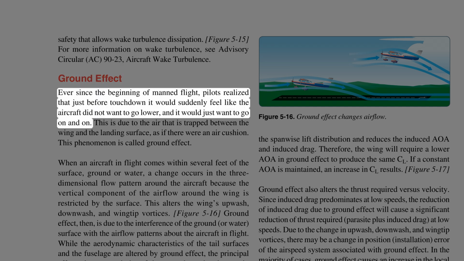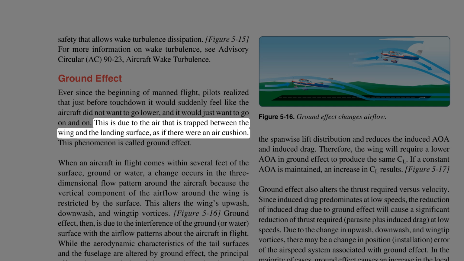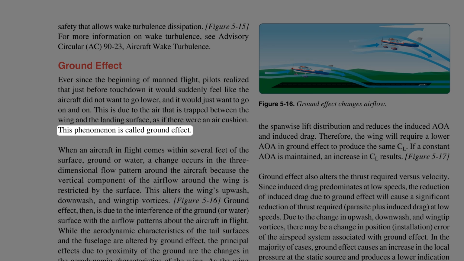Ground effect. Ever since the beginning of manned flight, pilots realized that just before touchdown it would suddenly feel like the aircraft did not want to go lower, and it would just want to go on and on. This is due to the air that is trapped between the wing and the landing surface, as if there were an air cushion. This phenomenon is called ground effect.